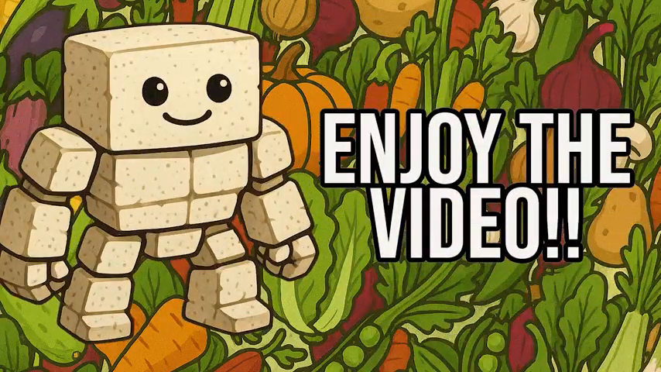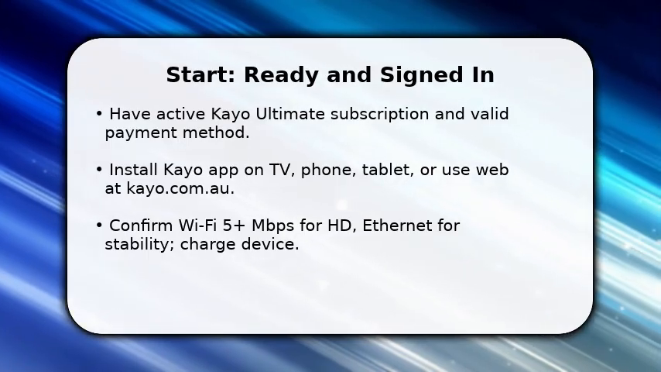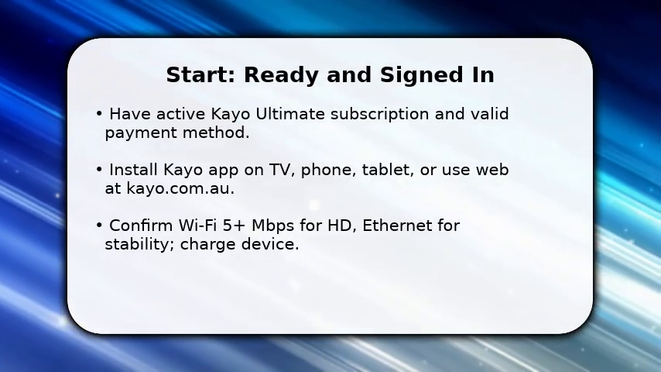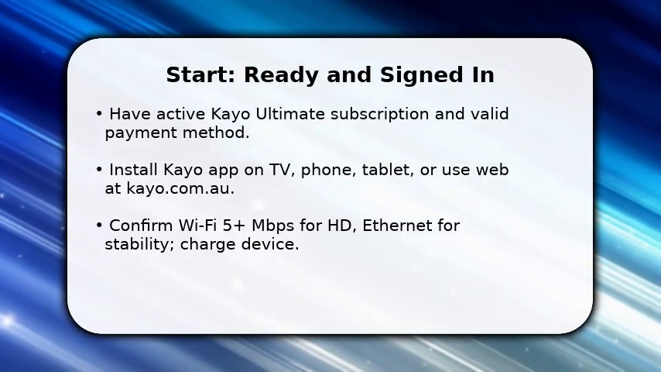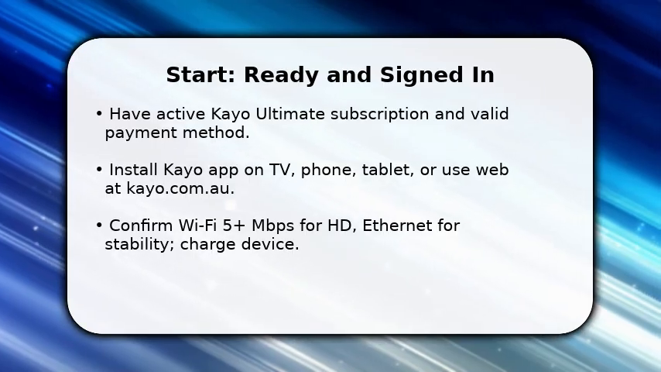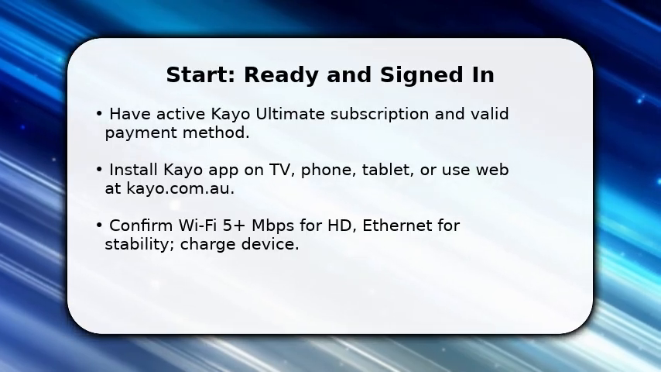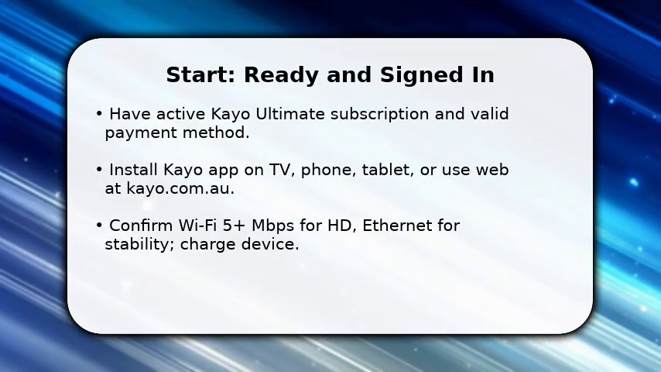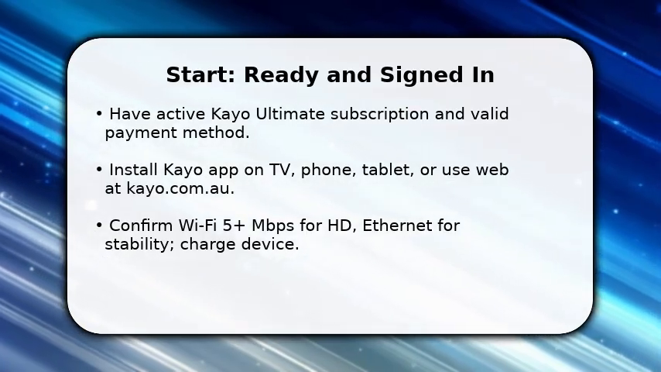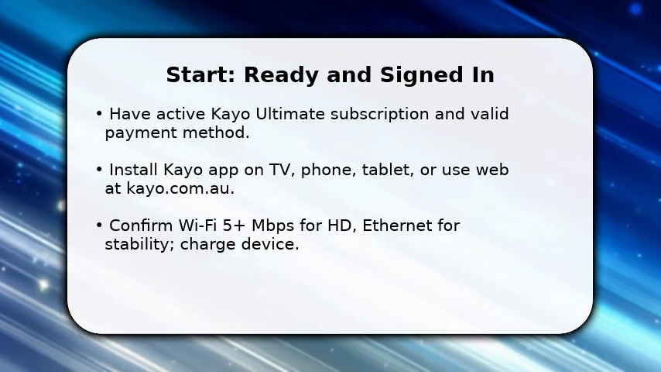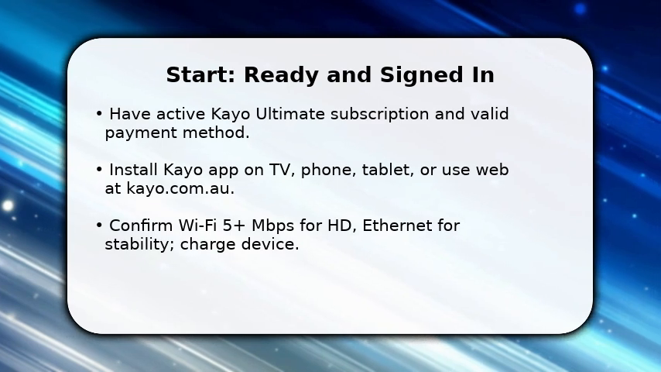Please enjoy the video. You start by confirming a paid Kayo Ultimate plan and signing in. This unlocks multi-stream features. Once signed in, open the Kayo app on your chosen device and accept any permission prompts. Make sure your network meets 5+ Mbps for reliable HD and switch to Ethernet if possible for stability. If you have multiple devices, pick your primary player now so you avoid simultaneous stream limits. These first steps get you into the app quickly and prevent common access hurdles.